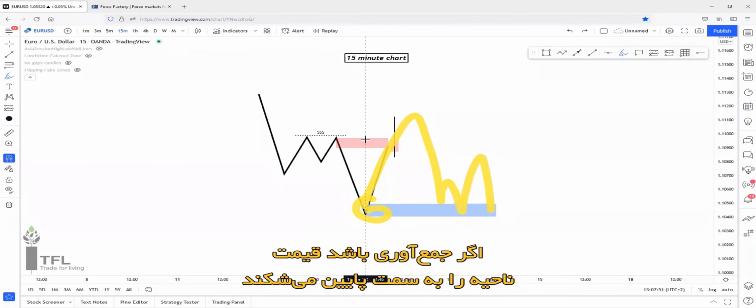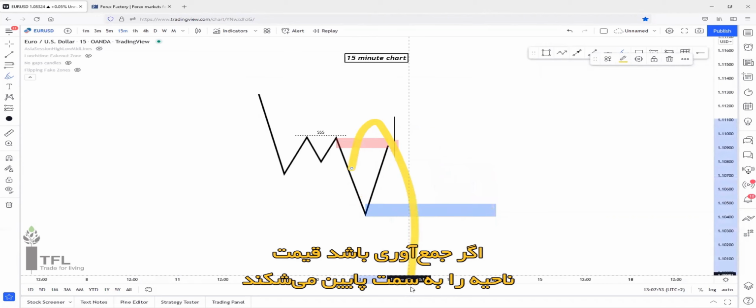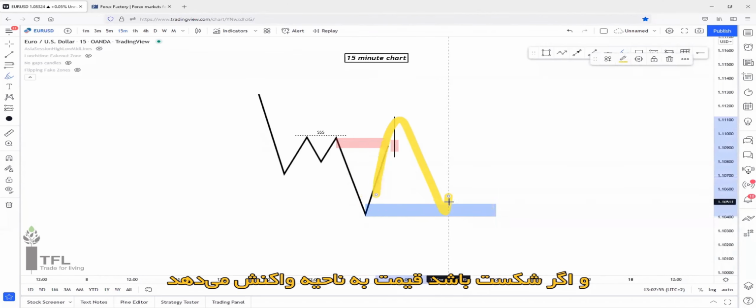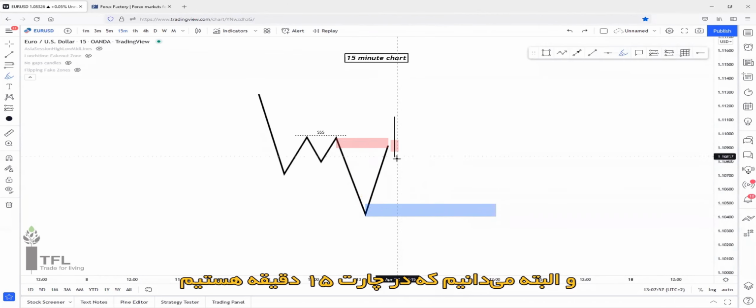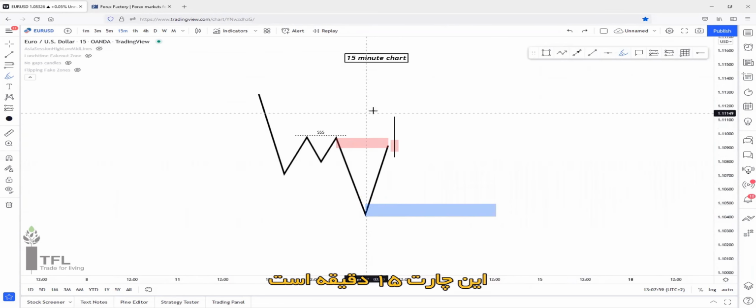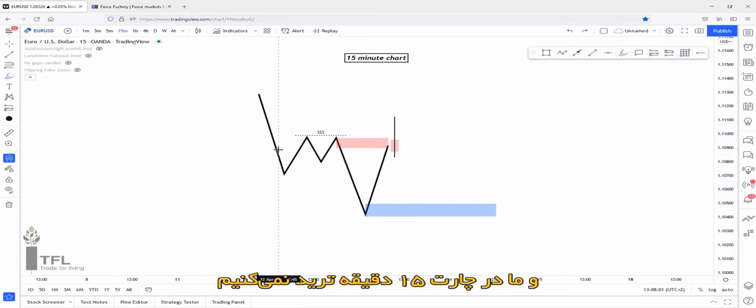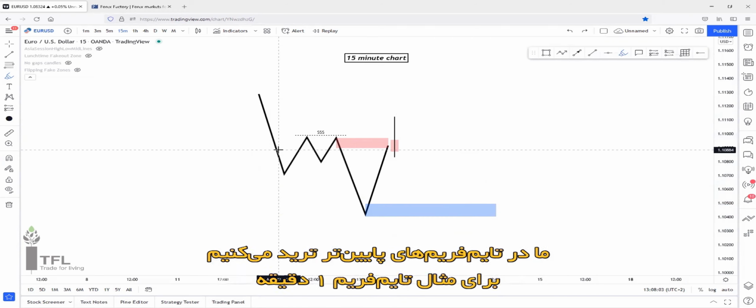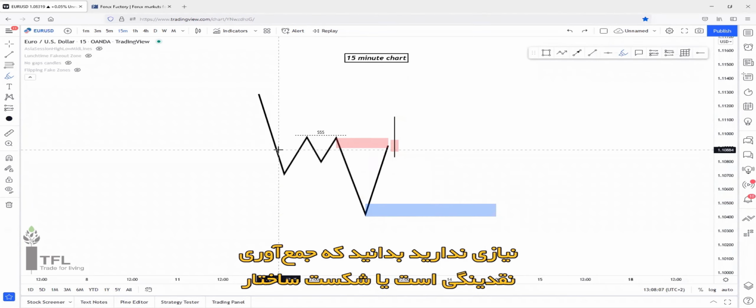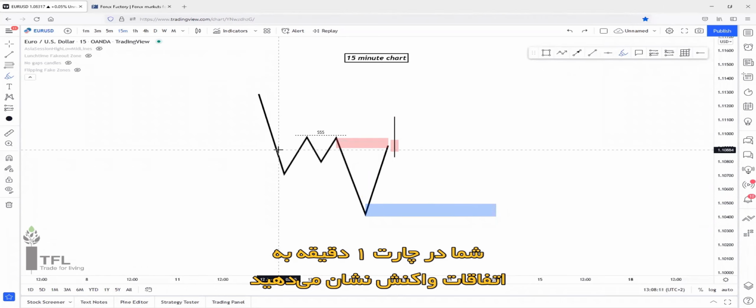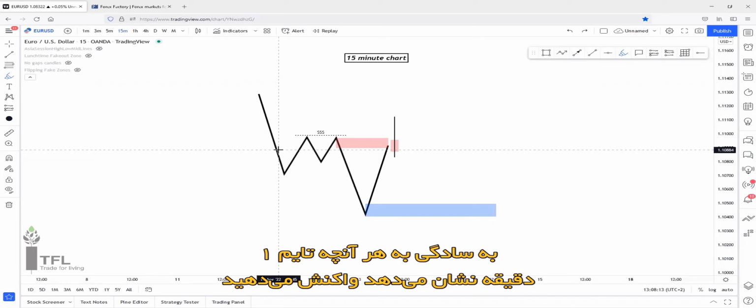If it was a sweep, then price will break below this zone. If it was a break, then price will react on this zone. And knowing that this is all the 15-minute chart, and we are not trading on the 15-minute chart but on a lower time frame, for example the 1-minute chart, you don't have to know whether it was a sweep or a break, because you will react based on what the 1-minute chart is giving you.